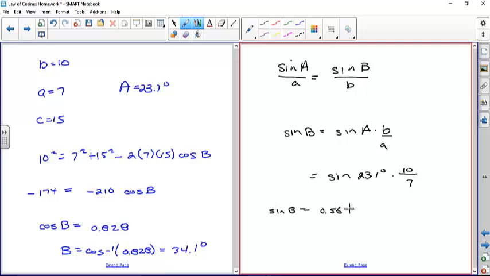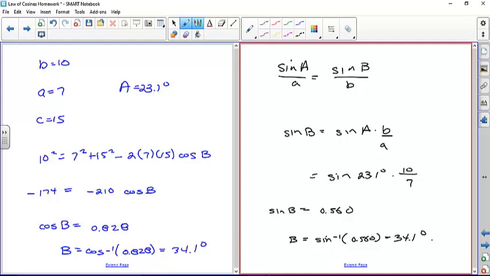So the sine of 23.1 degrees times 10 divided by 7 is 0.560. And then B is the inverse sine of 0.560, and it should end up being 34.1 degrees. So the inverse sine of 0.560 is 34.1 degrees. So we do get the same answer.